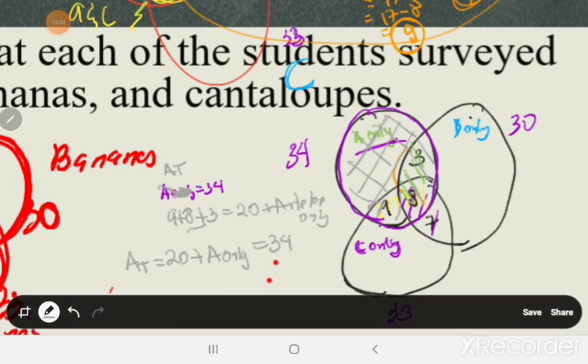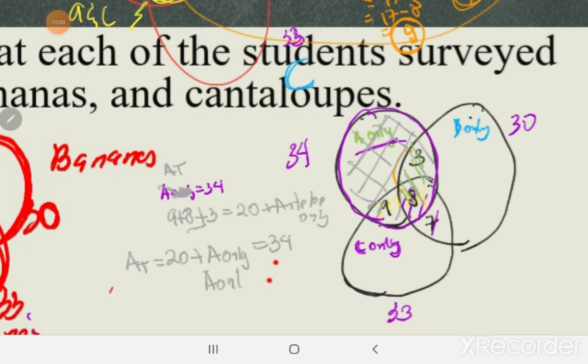So, how many like antelope only? So, 34 minus 20. Right? So, therefore, my antelope only, those loyal only to antelope, is equal to 14.